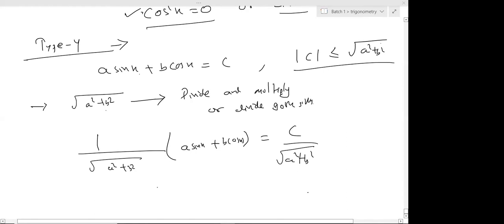Abdul, note this down. This is a new topic we're studying. Type 4 equations. How to solve type 4 equations. All right, note it down. Or divide on both sides.